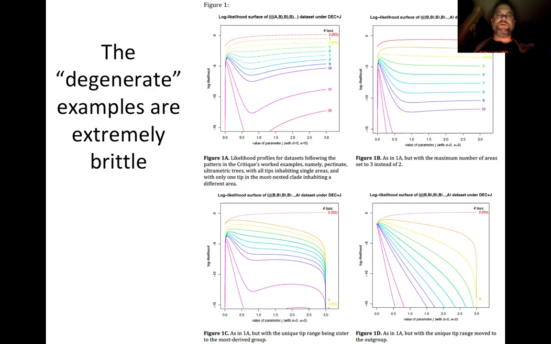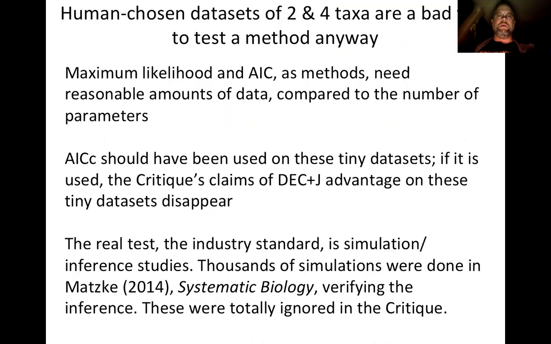Basically, their 2 and 4-taxon examples are very brittle and don't hold up under a range of modifications. All right, but we should have never taken a 2 and 4-taxon example as a serious example anyway. We don't test methods in phylogenetics with tiny human-constructed examples. We use simulations. We would use AICc if it was a tiny data set, and if you use AICc on these examples, you don't get the DEC+J advantage.